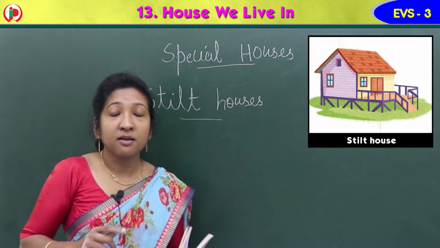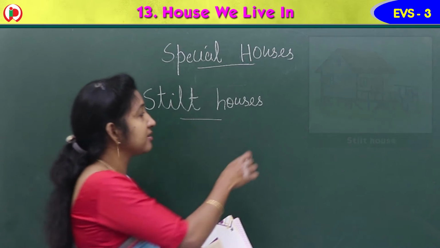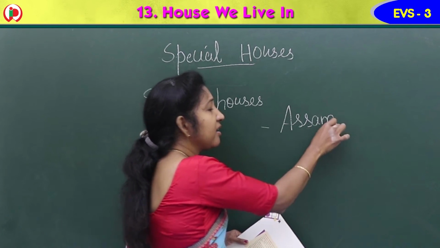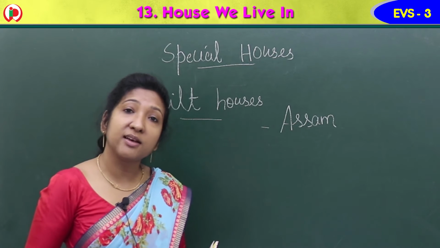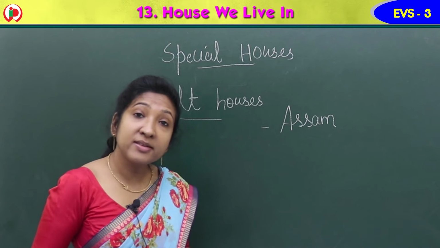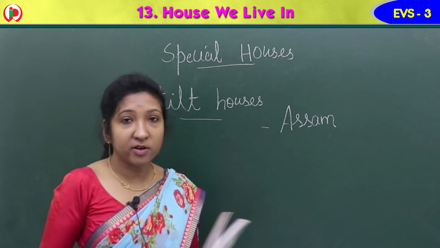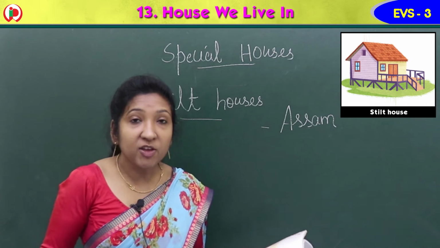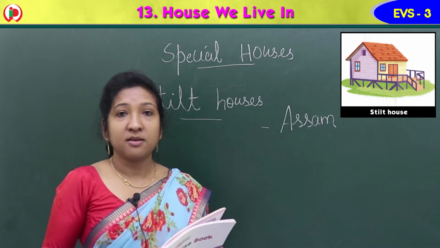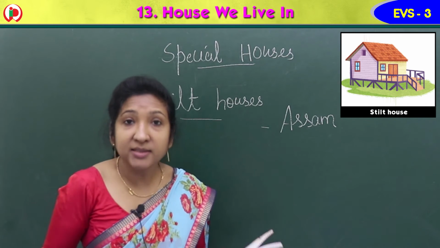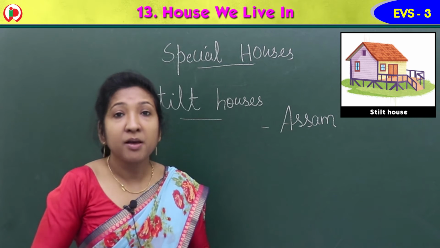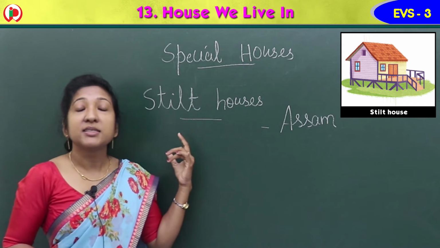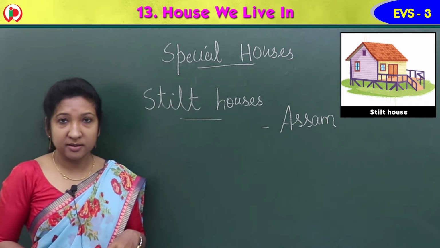Which place can we find these stilt houses? In Assam. Why do people build stilt houses there? Because it rains a lot. So to protect themselves from heavy rain or floods and wild animals, people in Assam built these types of special house called stilt houses. Okay.